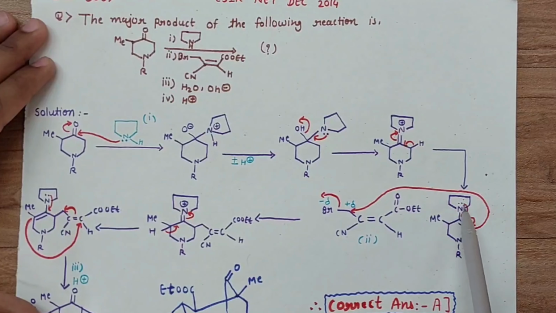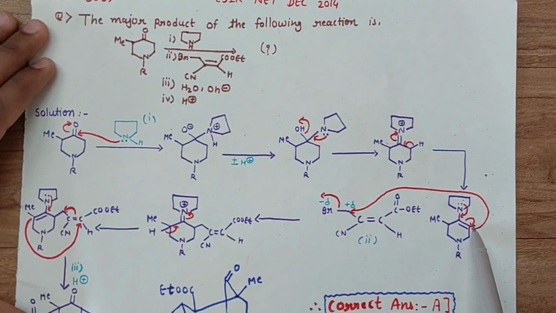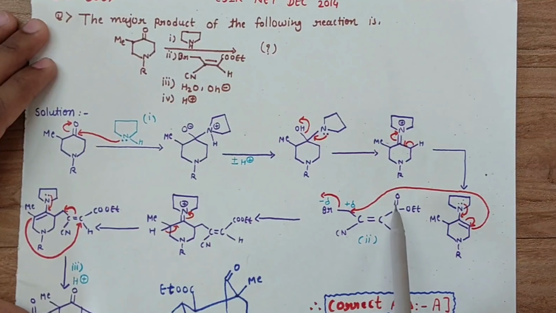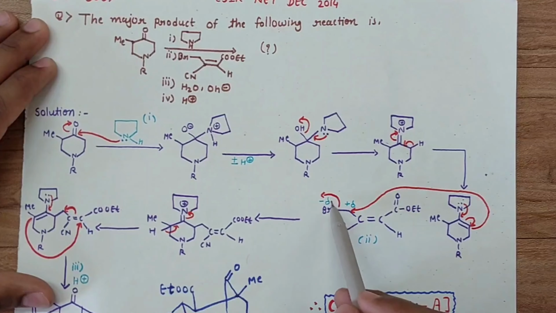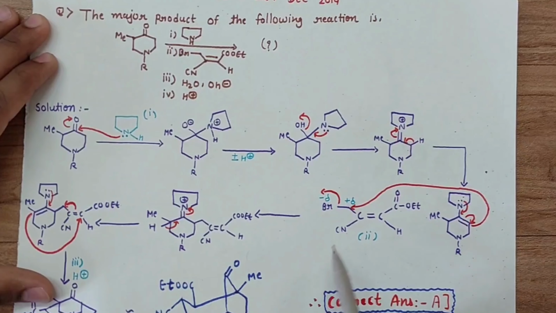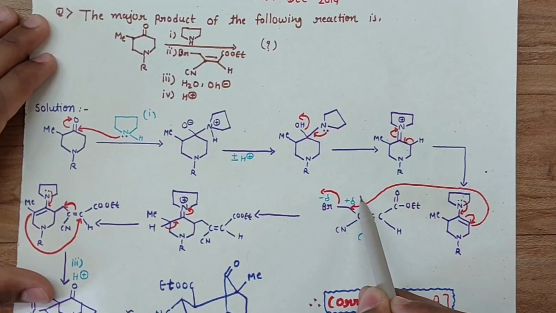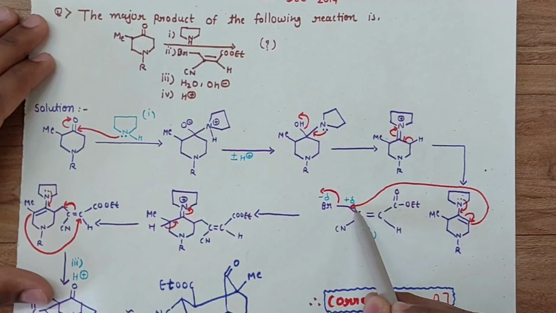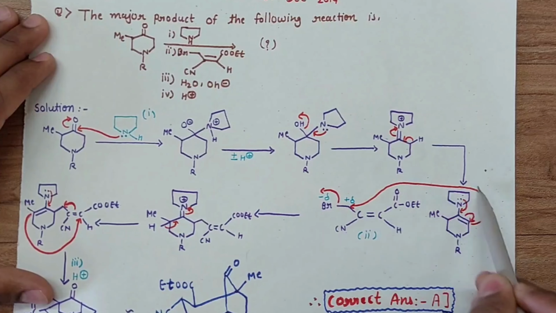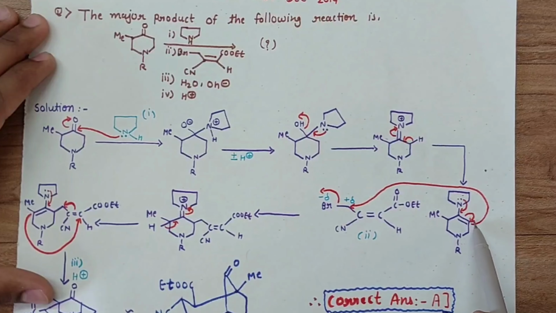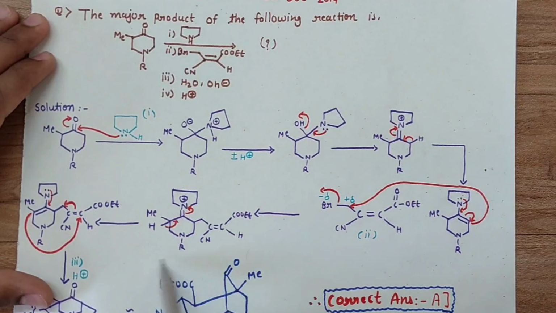Now in this enamine, the lone pair of nitrogen will further react and this alpha carbon becomes a nucleophile. In our second reactant, the allylic bromide, the electronegativity of bromine is high, so it becomes partially negative and this carbon becomes partially positive. This partially positive carbon will attack the alpha carbon that contains the nucleophile and we get this product.